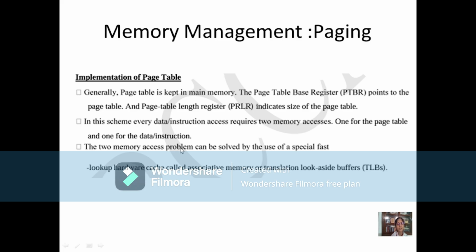Now the two memory access problem can be solved by the use of a special fast lookup hardware cache called associative memory, also known as translation look-aside buffer, TLB. In my next video, I will be discussing paging with TLB.